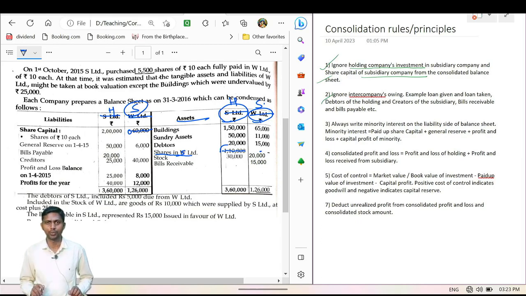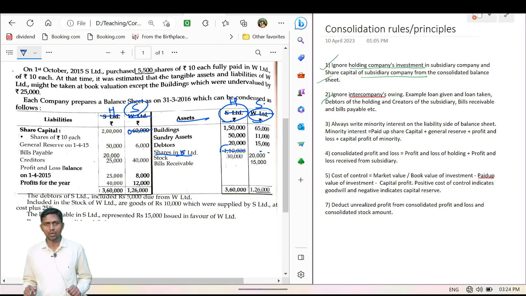If you show the same item on both sides of the balance sheet, it means you are not presenting the correct picture to shareholders. You are just inflating the assets of the company and what, the liabilities of the company. Therefore, don't inflate, show the real picture. That is my example: loan given, loan taken, deferred. A simple example: bills receivable, bills payable.